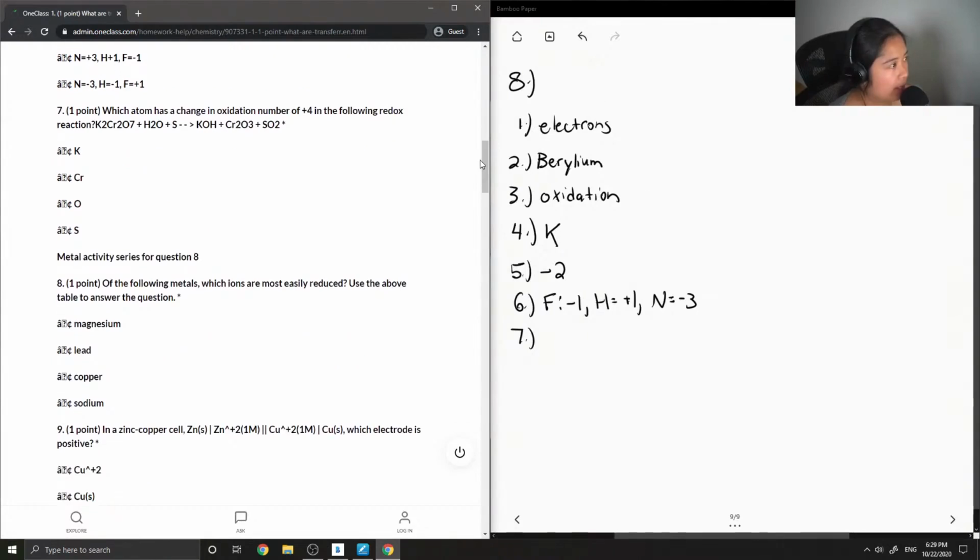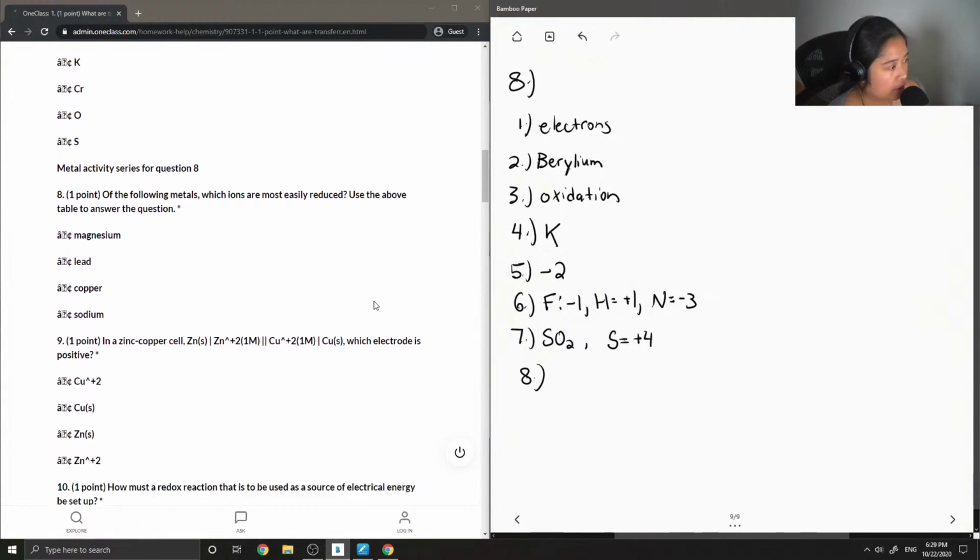Which atom has a change in oxidation number of +4 in the following redox reaction? So already just looking at this, I can tell that it is the sulfur in SO2. Since there are 2 oxygens, each with a -2 charge, you need a +4 sulfur, and it went from an oxidation state of 0 to +4.